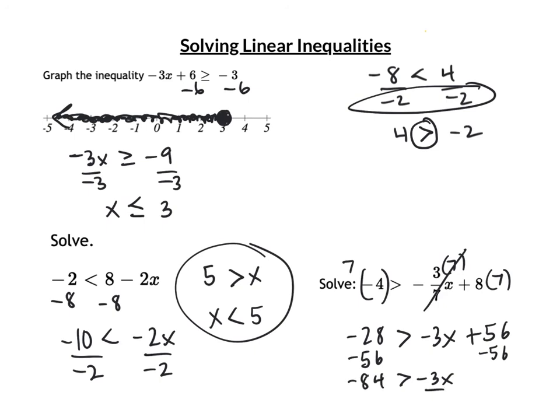And I'll divide both sides by -3. When I do that, I have to flip the sign because I divided by a negative. That changed the signs on both sides. So the sign gets flipped. And 84 divided by 3 is 28. So this is x is greater than 28. Those are the same answer.